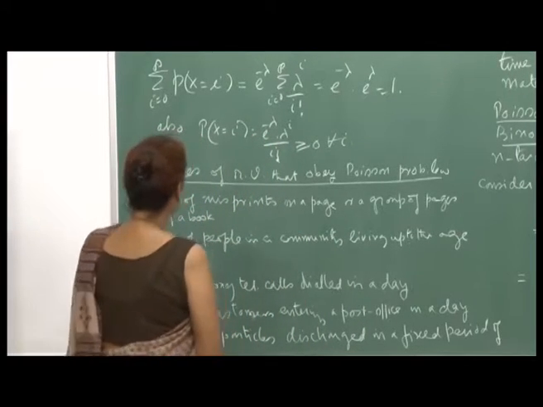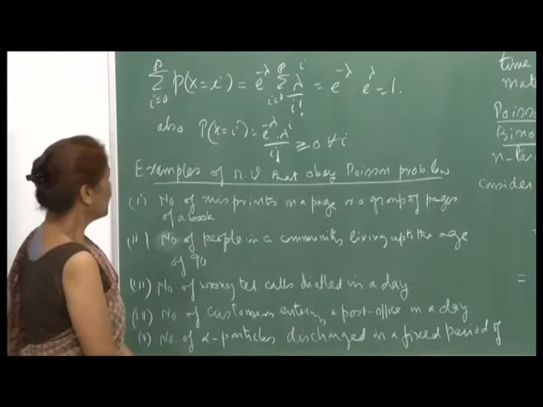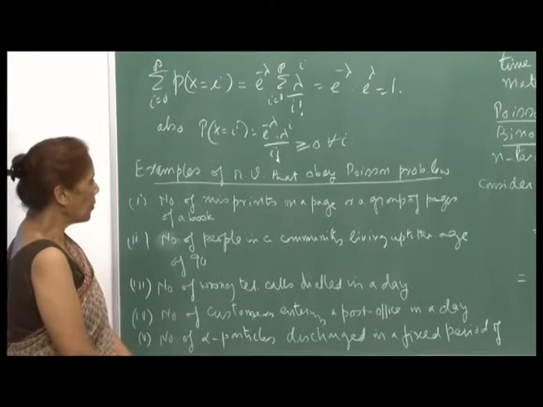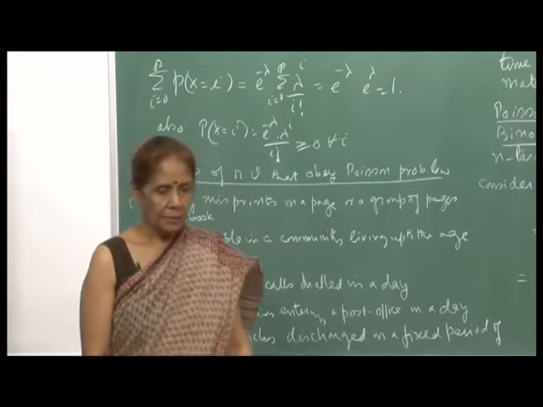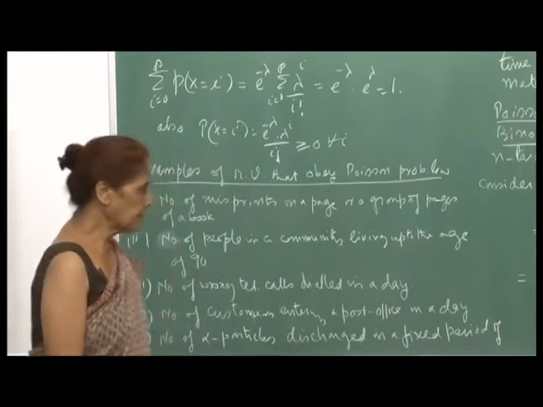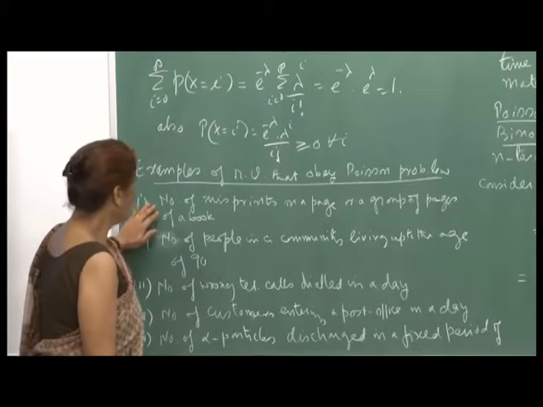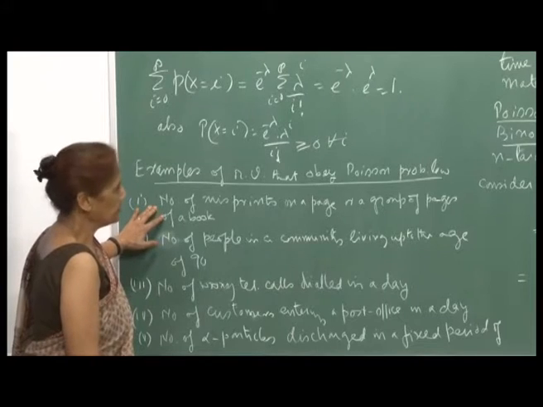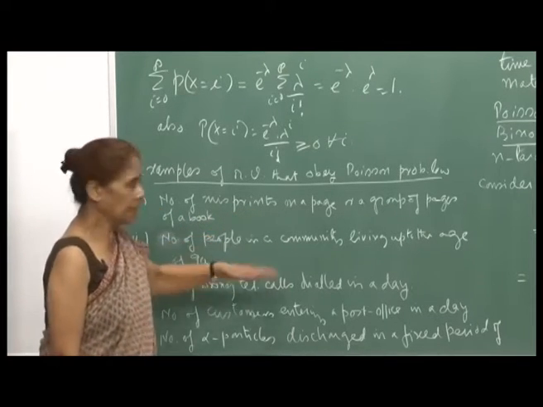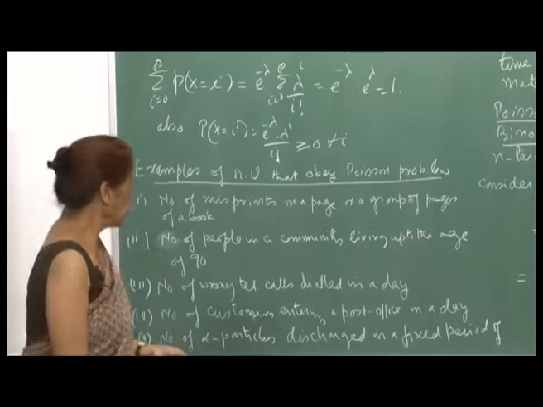Examples of random variables that obey the Poisson probability law: some of the situations I am writing down to give you a better feeling for this particular random variable. For example, the number of misprints on a page or a group of pages of a book, which we believe is a random phenomenon.